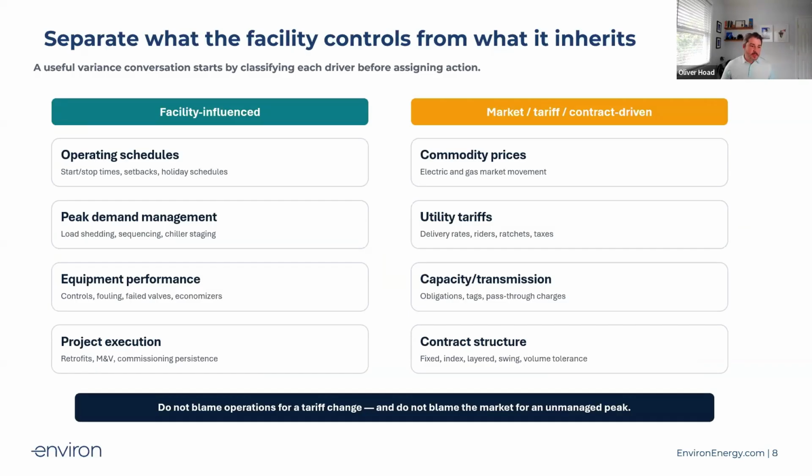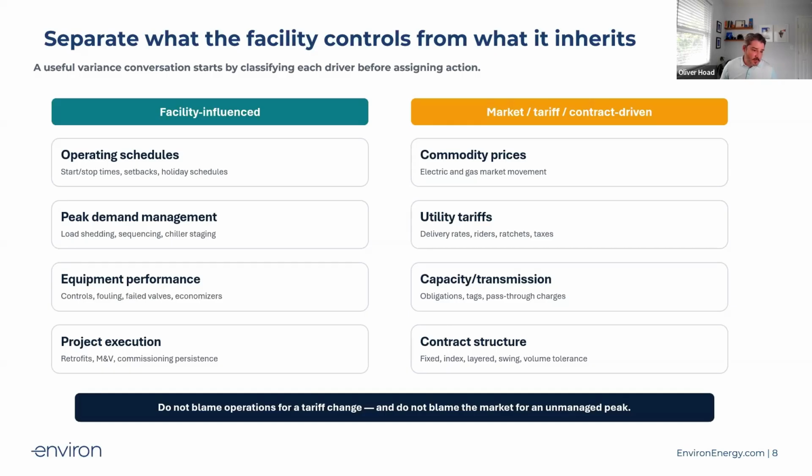So the question comes, what can you control and what's inherited? From a facilities perspective, there's a number of things that you can implement to control your costs, and other things that may have been passed down, perhaps from a previous employee, or been in place for a number of years.